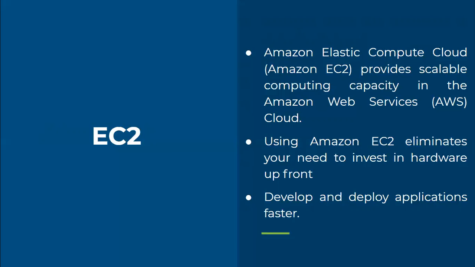That means that it is a virtual machine which gives us the computing power and the extra memory which we need, which we don't have in our local machine. So we use it. Second, using Amazon EC2 eliminates our need to invest in hardware. We don't need to invest extra in hardware. We can use EC2 to fulfill our needs. Third feature is develop and deploy applications faster. It is already understood that it gives us computing power and extra memory, so it will help to develop and deploy applications faster.